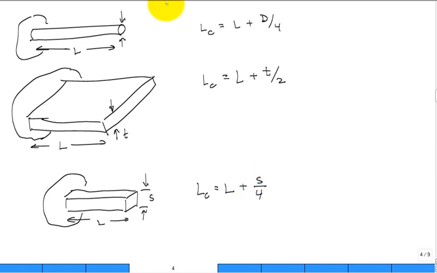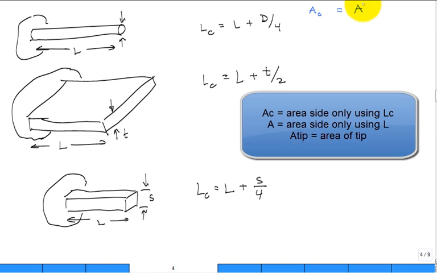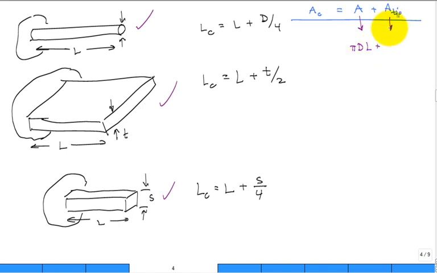Okay. Now let's go back and let's get this formula. If I said I'm going to have the area using the corrected length, that's really, I want it to match the area of the not corrected or extended length plus the area on the tip. All right, this equation I'm going to apply for the round, the rectangle, and the square. Okay, so the area on the sides for the round, that's going to be pi D L. Are you with me? The area on the tip for the round is pi D squared over 4.